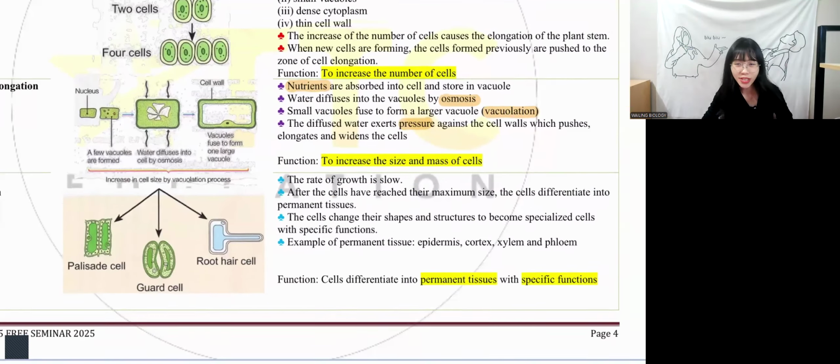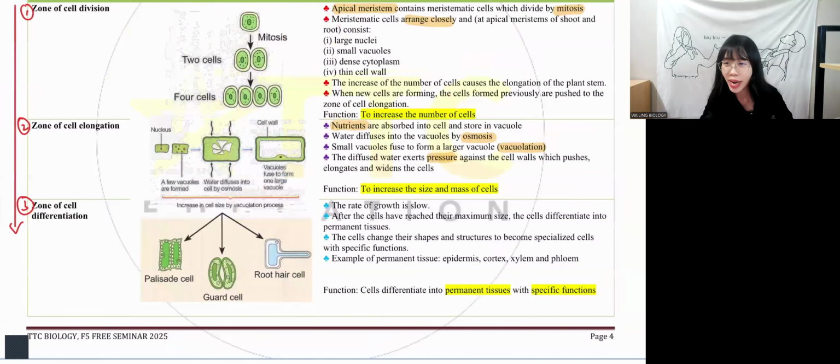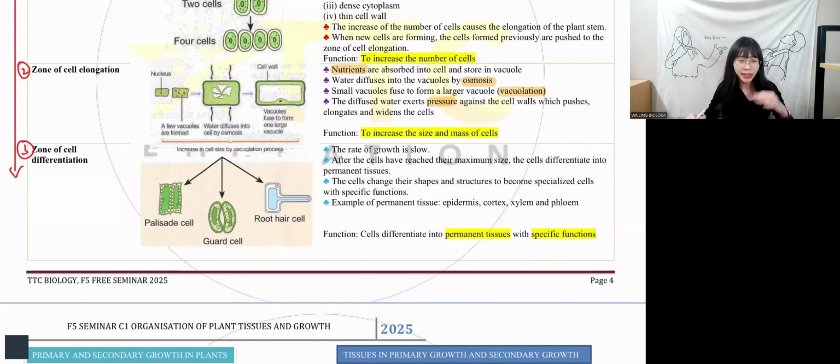Okay, the last one is called differentiation. Just now I keep on emphasizing, right? When the cell carries out differentiation, it means that the cell has what? All of them will have a specific function. Very good. All of the cells will have a specific function. They form into a permanent tissue with a specific function. This zone of cell differentiation, it changes shape and structure for them to form into a specialized cell with a specific function.